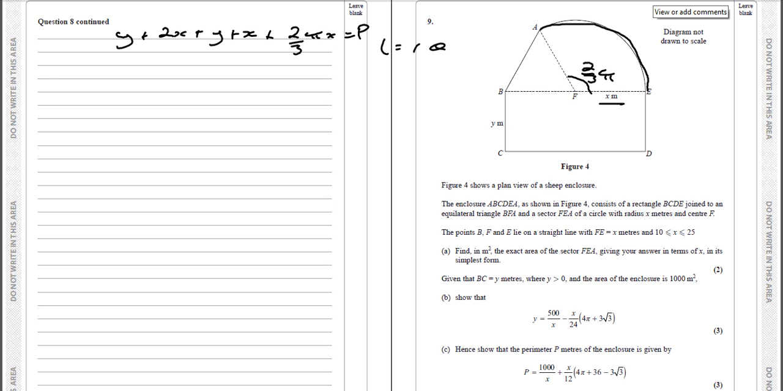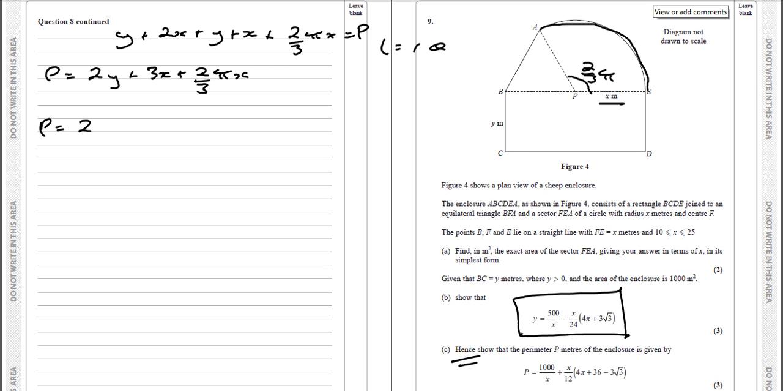So now if we simplify that a little bit, we've got the perimeter equals 2y plus 3x plus 2/3 pi x. Now what we know from the previous question, because it says hence, so we're going to use the previous question, we know that y equals this. So again, even if you haven't done B, you can still have got part C. So the perimeter equals 2 lots of whatever that was, so that's going to be 500 over x minus x over 24 lots of 4 pi plus 3 root 3 plus 3x plus 2/3 pi x.